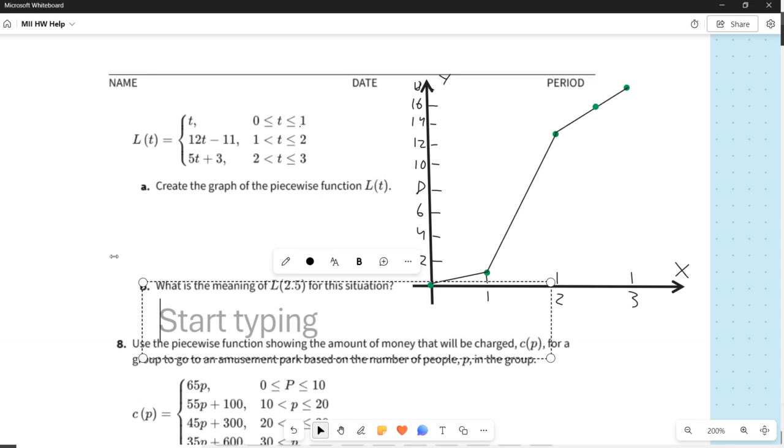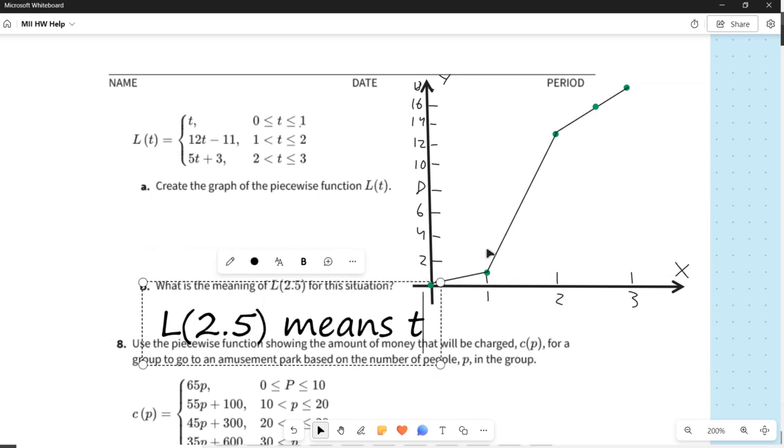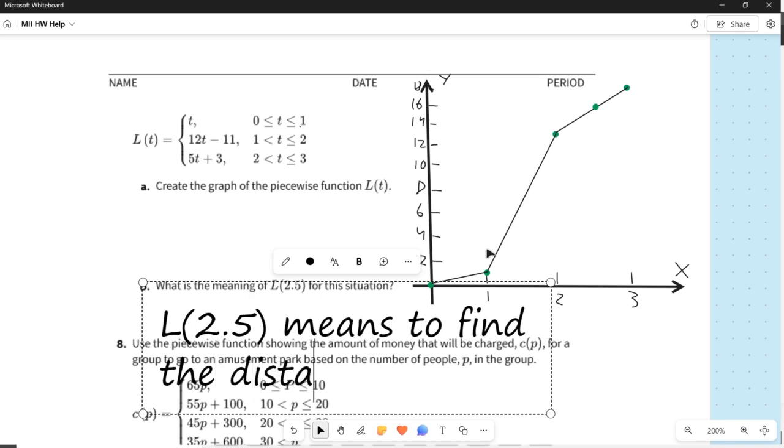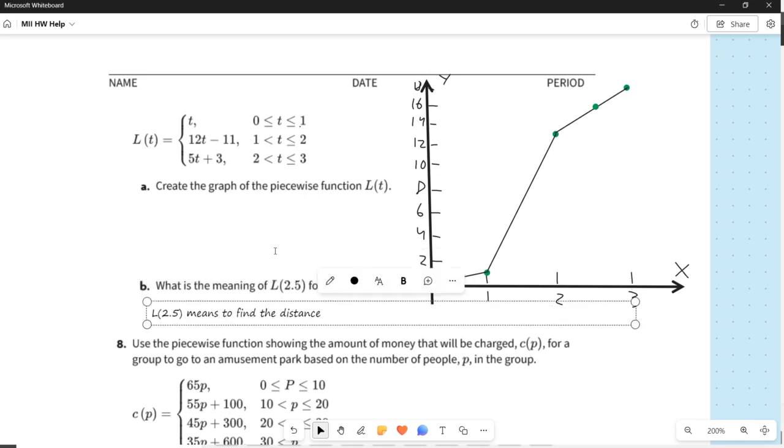L of 2.5 means to find the distance Lexi has gone in 2.5 hours. We could evaluate that, but it's not necessary, so we're good to go.